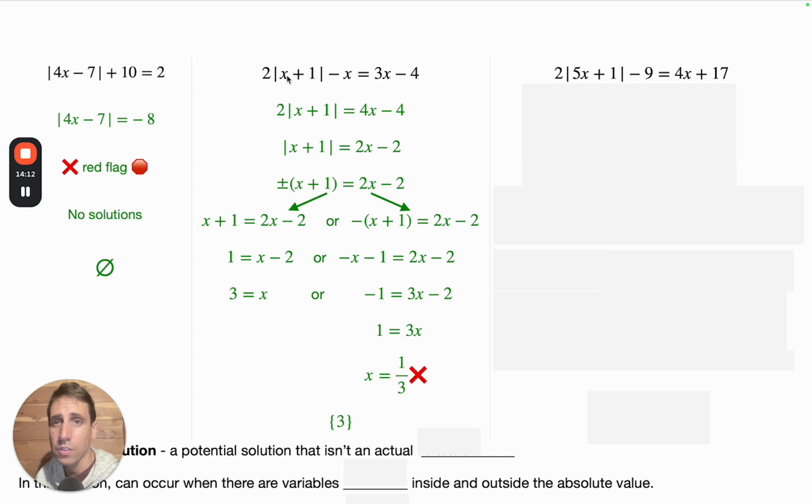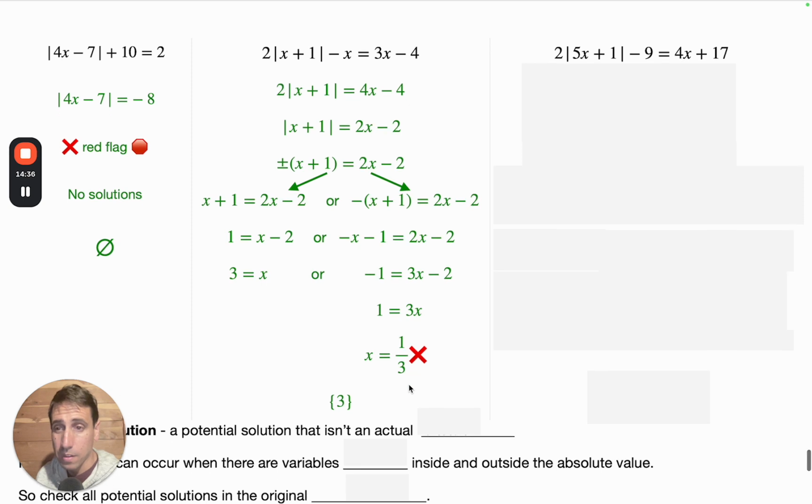2 times 3 plus 1 is 4, absolute value is still 4, times 2 is 8, minus 3 is 5. And the left-hand side is 5 when this is true. And then 3 times 3 is 9, minus 4 is still 5. So 5 equals 5. Actually, 3 works. But if you were going to do the same thing with 1/3, it doesn't work. You might be able to put in the 3, but you can't put in the 1/3.